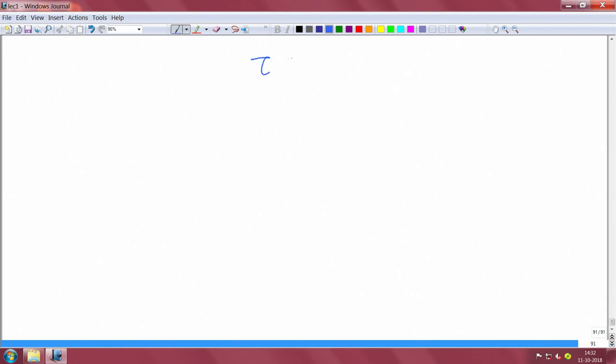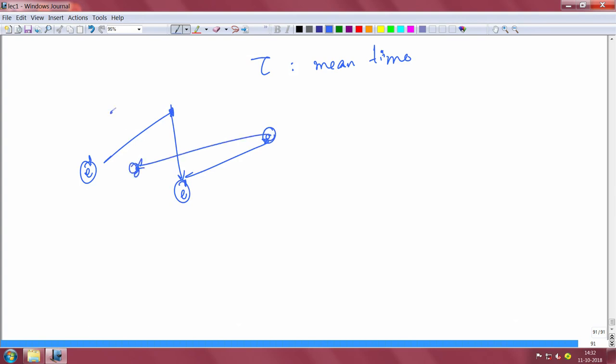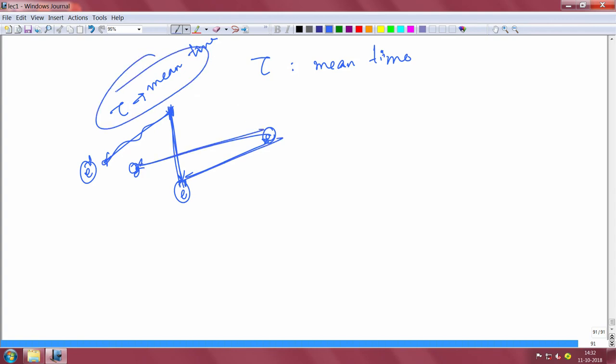So I can say tau is the mean time between two successive scatterings. I have an electron that is here, it scatters, somehow it gets a collision, moves here, then again it scatters, moves here, again it scatters, moves here. So the mean time between one collision and another I can call tau. There will be many taus here, tau 1, tau 2, tau 3, and the mean will be tau, the average time taken between collisions. That is all good.